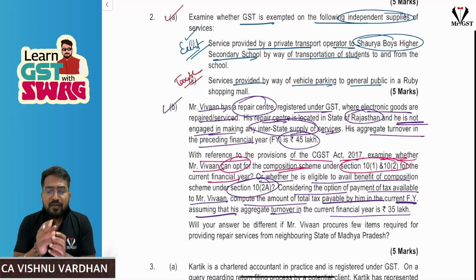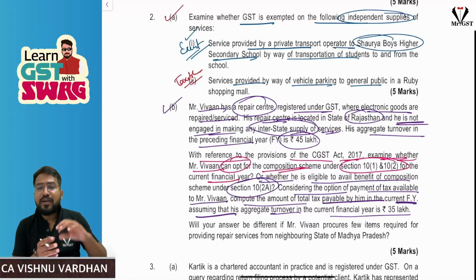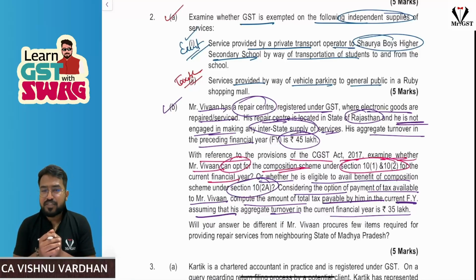And this option is available only for the people who are dealing with goods, either the manufacturers or traders, and only if they are providing restaurant services, then they are eligible for the scheme under section 10(1) and (2). And section 10(2A) is available for the people who are not eligible for composition scheme under section 10(1) and (2), where the aggregate turnover in the preceding financial year does not exceed 50 lakhs.